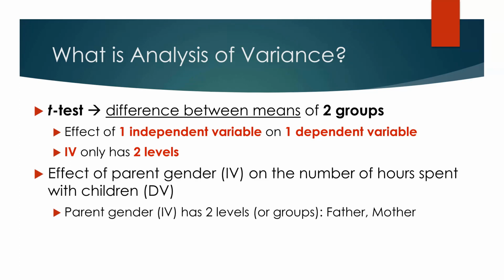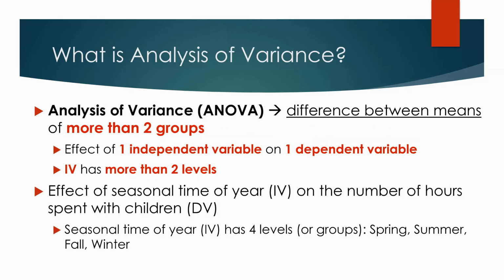To give you an example that I'm going to use to make the contrast with ANOVA: the effect of parent gender on the number of hours spent with children. Parent gender has two levels or groups, mother and father, right? And the dependent variable is the average amount of hours spent with the children. So is there a difference in the average amount of hours spent with kids between fathers and mothers? Two groups.